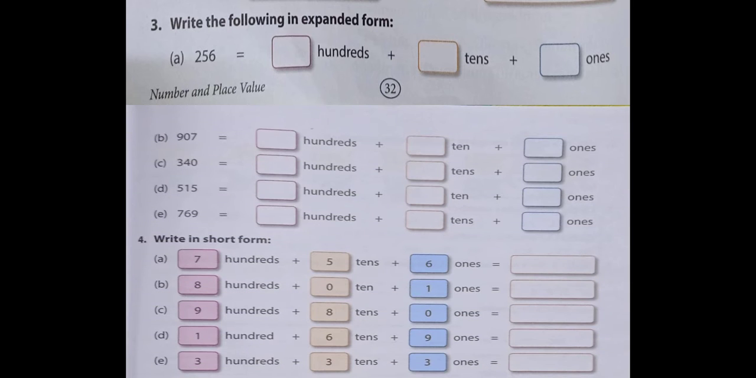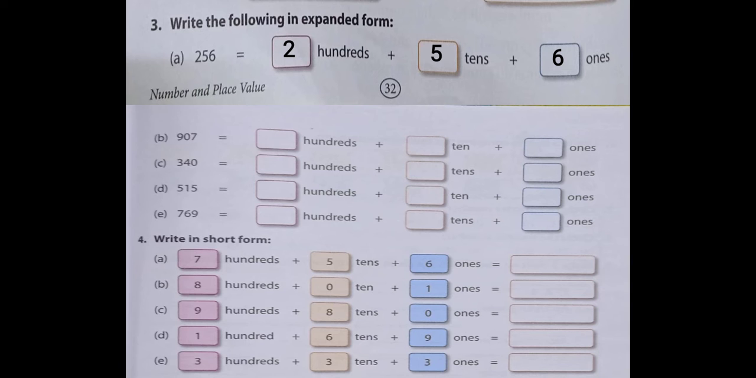Now in question number 3, see, A part is on page number 32 and you can see the other parts on page number 33. So write the following in expanded form. Expanded means you have to stretch the number. Yes, so 256. So in this we can write there are 2 hundreds, 5 tens and 6 ones. So in the same way you can do B, C, D, E part yourself.